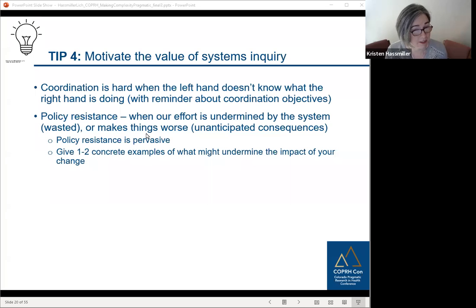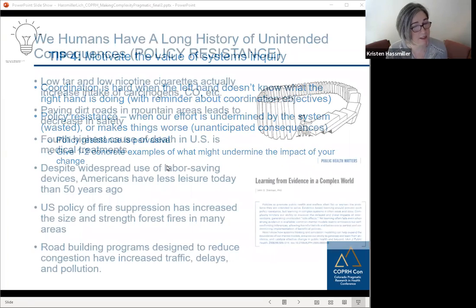Another motivation for systems inquiry is, and we all see this happen, this term policy resistance. So this means when our effort, our actions are undermined by the system, you know, wasted. And that could be because the effects of what we're doing are diluted, delayed, or offset, right, by systems, by the way the system plays out, how people react to what we're doing. Policy resistance is pervasive.